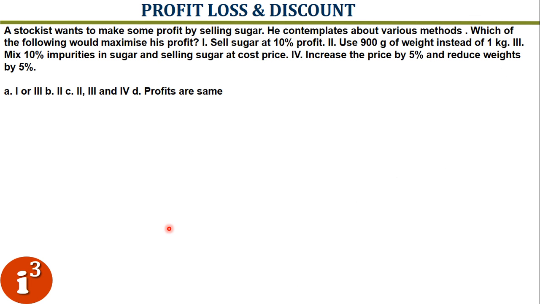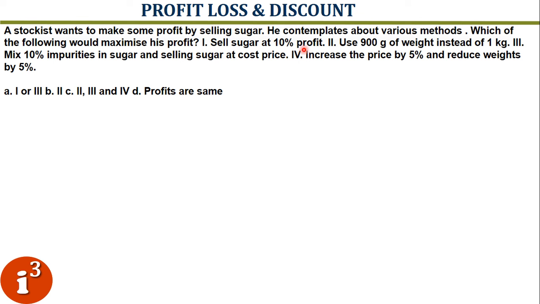Let's see this question. This is a question of CAT 1995. A stockist wants to earn some profit by selling sugar. He contemplates various methods. Which of the following would maximize his profit? He has come up with four things. Now which process will maximize his profit?